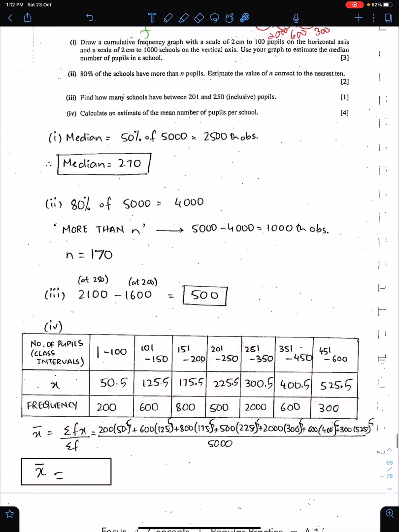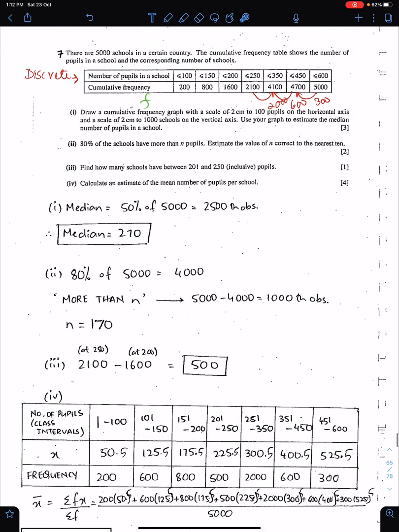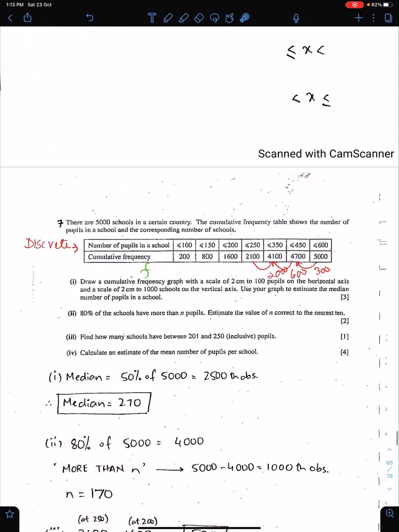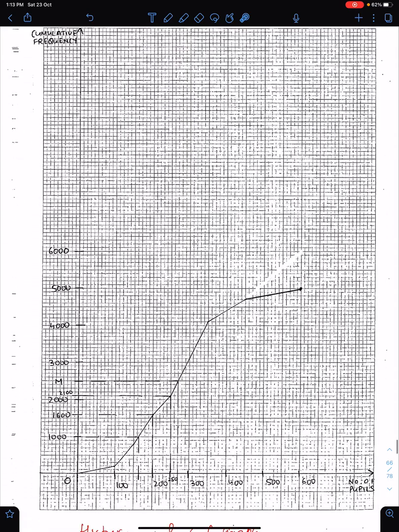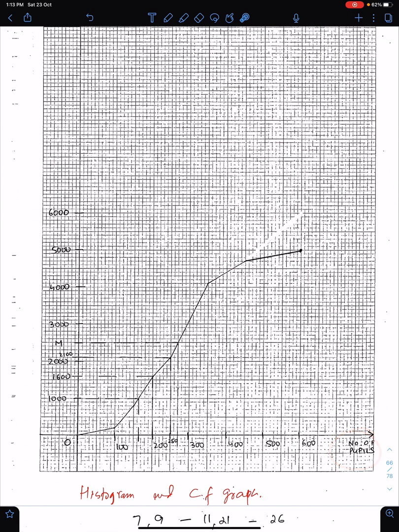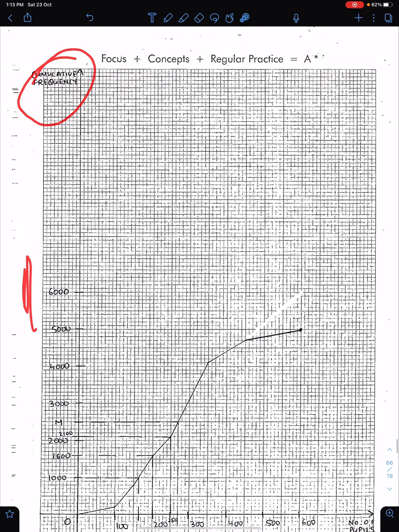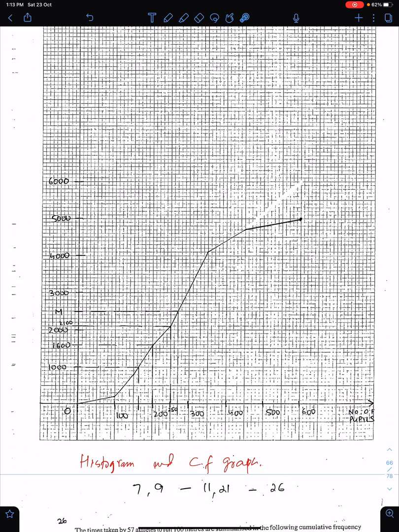This is the cumulative frequency diagram curve, and you all know how to draw this. You need to use this table for cumulative frequency. You must label both the axes, here cumulative frequency and here number of pupils. And you can either draw a curve or you can draw a cumulative frequency polygon. You have the option. Whenever this is a CF graph, you have the option. Either go for a curve or a polygon. This is a cumulative frequency polygon.